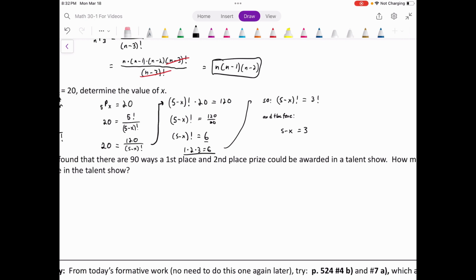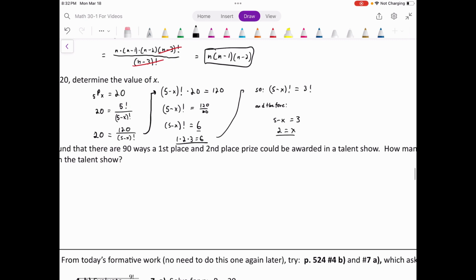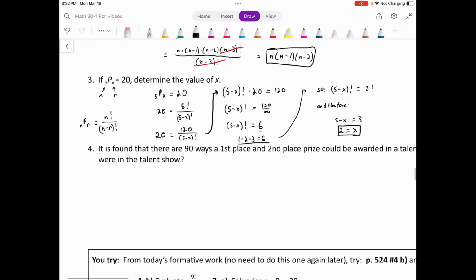Let me add x to both sides, subtract 3. You can figure out pretty quick that x is 2. And there we go, we got it. x is 2. We could always check our work if we wanted, right? Do 5 permute 2 and see if you get a result of 20, or take your 2 and put it into this equation, right? 5 factorial over 5 minus 2 factorial. Well, that's going to be 120 over 3 factorial, which is 120 over 6, giving us 20. So it works.